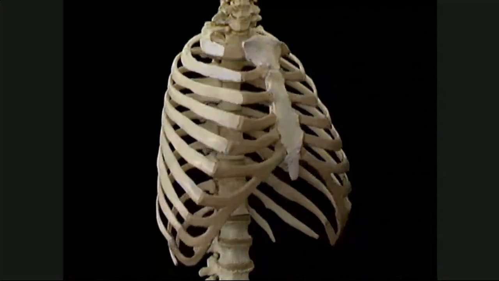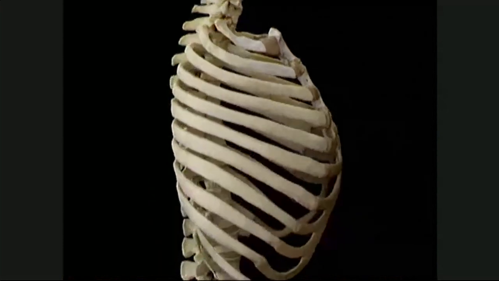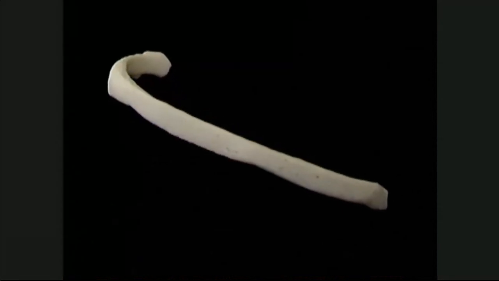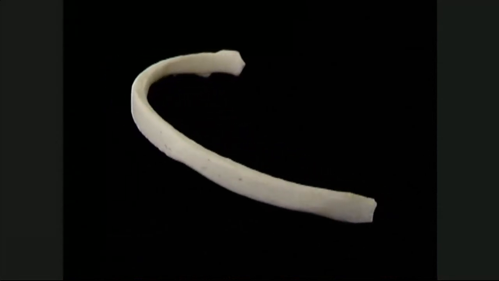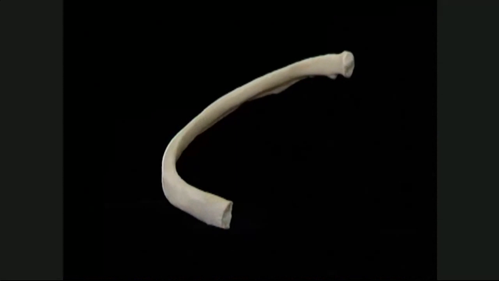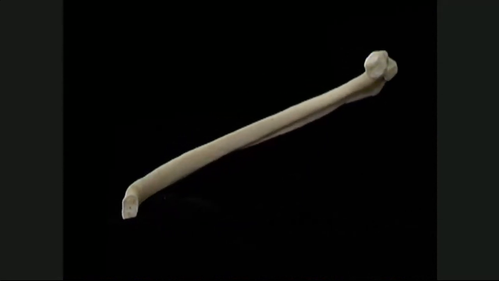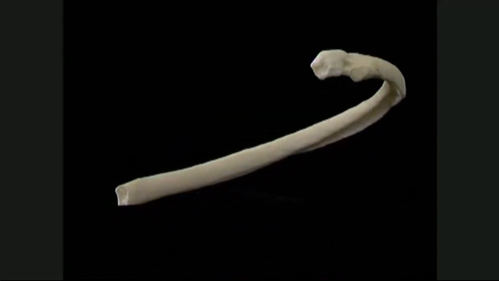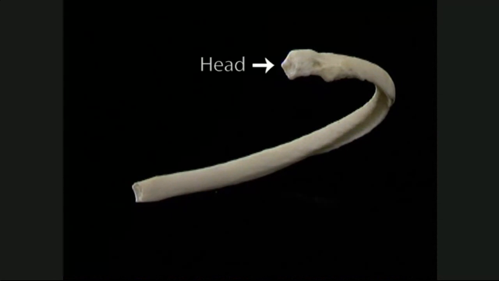Now that we've looked at the thorax as a whole, let's take a look at a typical rib, the sixth rib. The rib is thin and flat and curved in the form of a spiral. At the back, there are two thickenings, the head and the tubercle, which are separated by the neck.